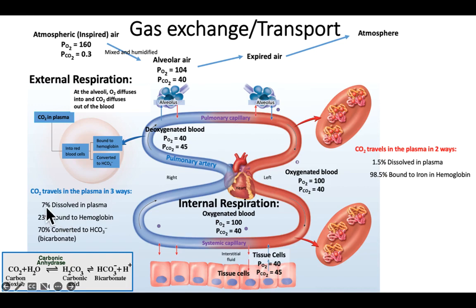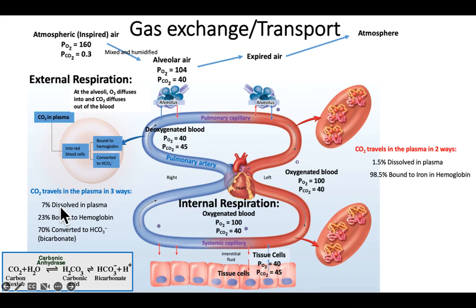Well, 7% of it dissolves in plasma. So remember that solubility difference where we talked about Henry's law. Because carbon dioxide has a higher solubility coefficient, you get more of it in the plasma, 7% compared to the 1.5% for oxygen. 23% of it actually attaches to hemoglobin and some other proteins, but it attaches differently. It doesn't attach to iron. It actually attaches to the protein portion, the globin. Okay, so that's 30% of the carbon dioxide.